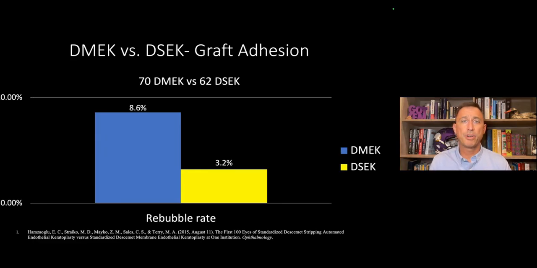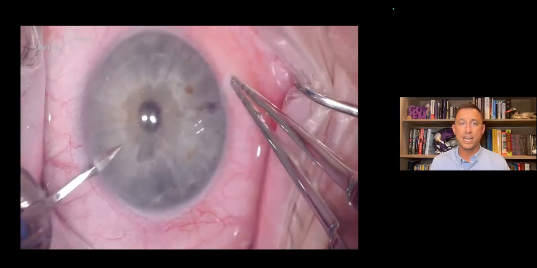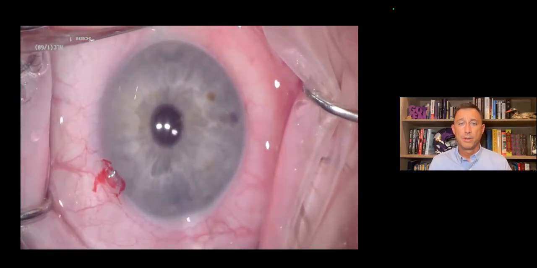Adhesion in the postoperative period: you can see here DMEKs detach a bit more, almost 10% of the time versus DSEKs in this particular study. And so that is one postoperative piece that we have to address, or sometimes run into, with DMEKs versus DSEKs. This is the surgery being done, sped up, of course.